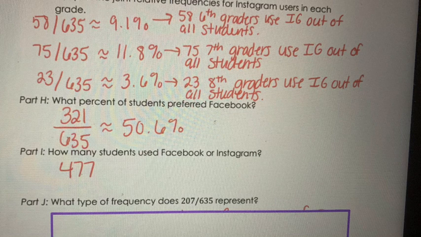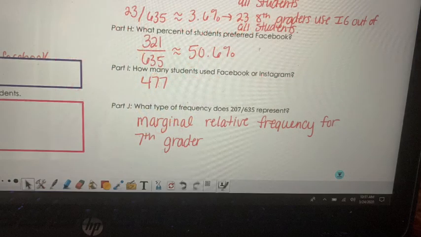What type of frequency does the ages between 207 and 635 represent? Well, that's a marginal relative frequency. Remember, that's on the outside, and that's for seventh grade.